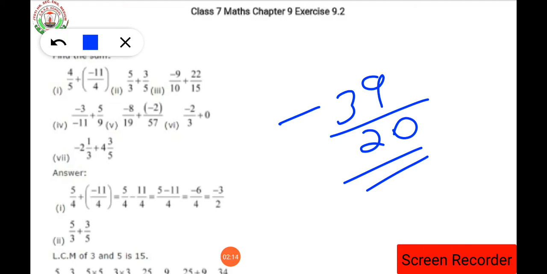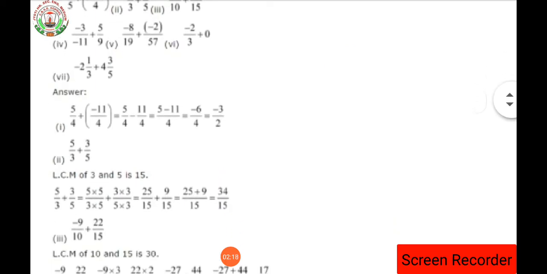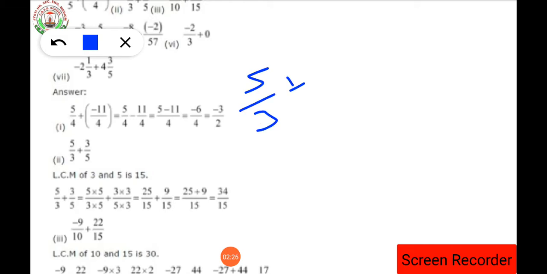Clear? Now the next question we have. What is the next question? That is 5 by 3 plus 3 by 5. We have to find the sum of these numbers. So let's find the sum. How to find it? Since it is an unlike term, look, it is an unlike term. How is it an unlike term? Because their denominators are different. If their denominators are different, we have to change them into like terms.